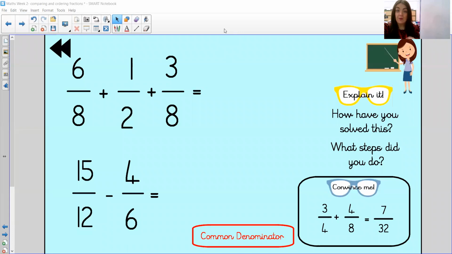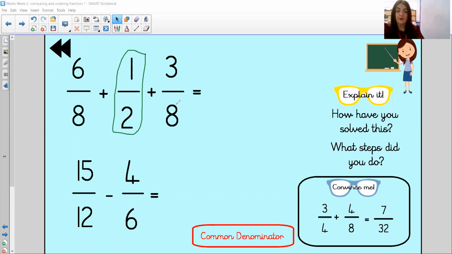Brilliant. So hopefully you've had a go at that now. So let's have a go at this first one then. I can see straight away I've got 6 8s. I'm adding a half and I'm adding 3 8s. So I can see straight away that this one is the odd one out here. So what am I going to have to do before I can add these? Can I add apples and bananas? No, I cannot. I'm going to have to find that common denominator. I'm going to have to try and get them into the same denominator.